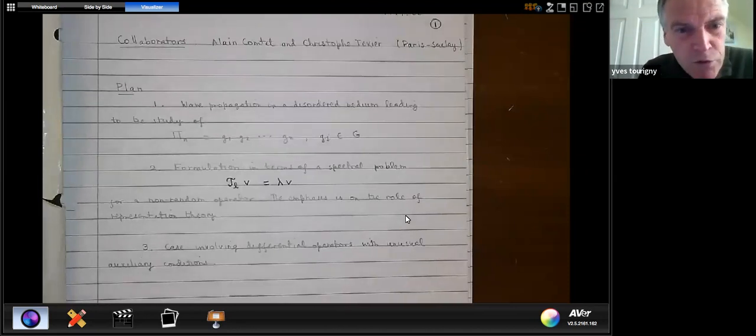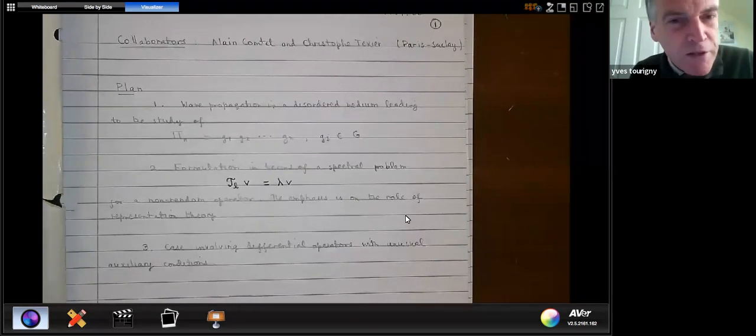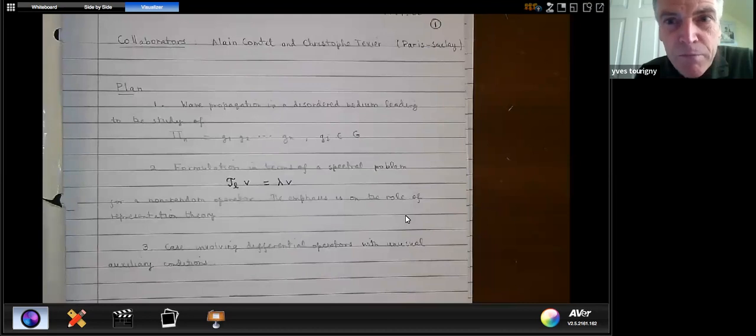So here you've got the plan of the talk. There'll be 3 parts essentially. The first part is motivated by some problems that come from physics. Now, I'm no physicist, so you don't need to be afraid that I'll be talking physics to you. But my collaborators at the top of the page, Alain Comtet and Christophe Texier, they work in a theoretical physics lab. More precisely, they're interested in statistical physics, and their motivations are very much coming from statistical physics.